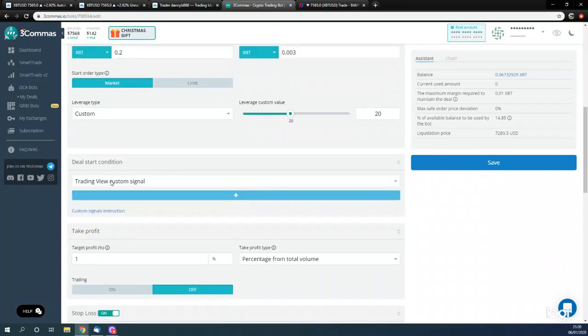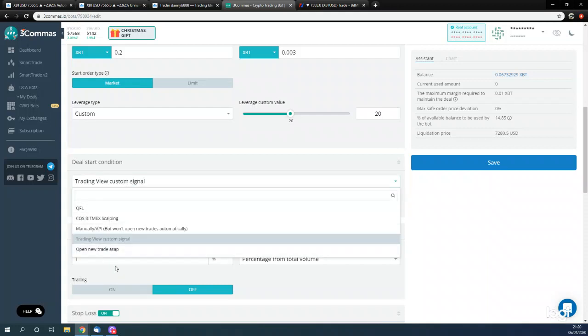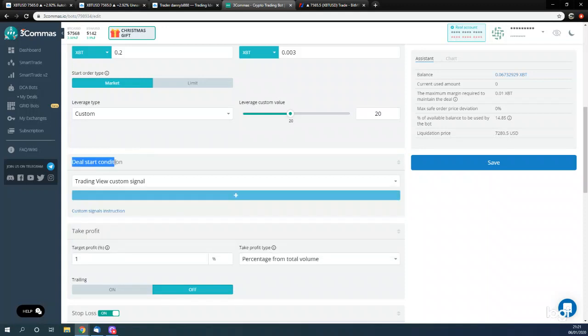So here's the other important part. There are various ways you can execute deal start conditions. So this is basically what makes my bot start.